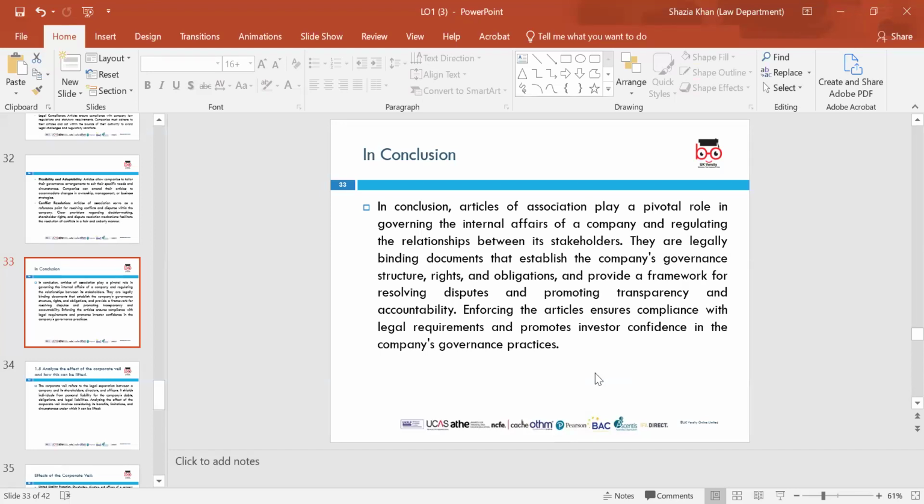So, using the articles of association is really important in any company to regulate the relationships of the company and make sure that you are following the legal requirements, the rights and obligations, and the governance of the company, to make the company more effective, work better, follow the legal requirements, and promote this to other investors as well.